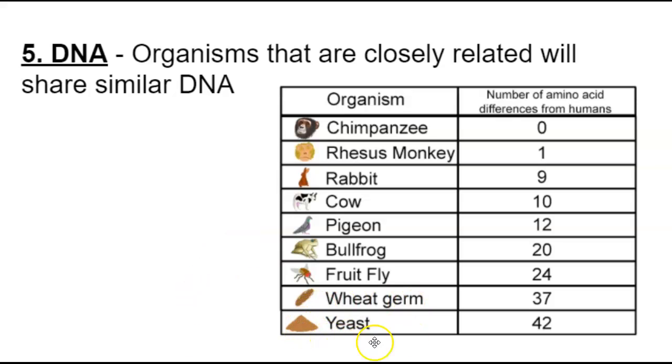On the other end of the spectrum, we have yeast, which is a fungus, with 42 differences in this gene. So we can see that the more differences they have in their DNA, the less likely they are to be closely related.